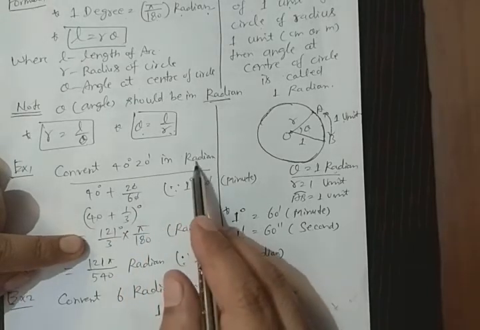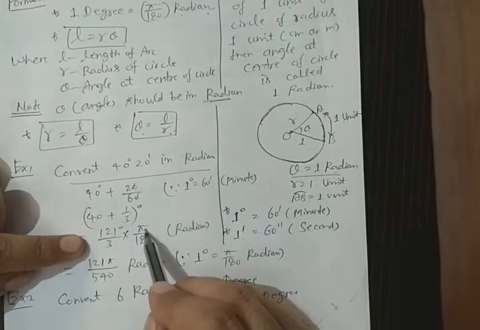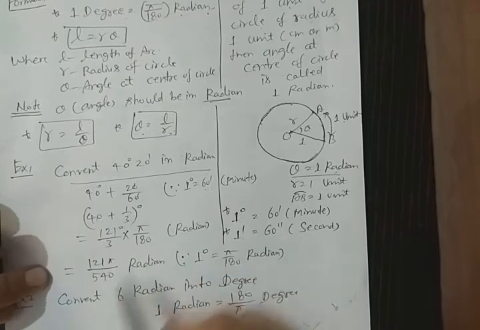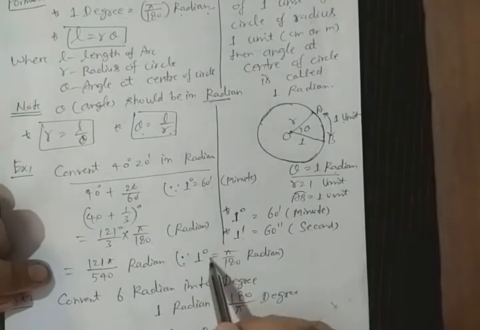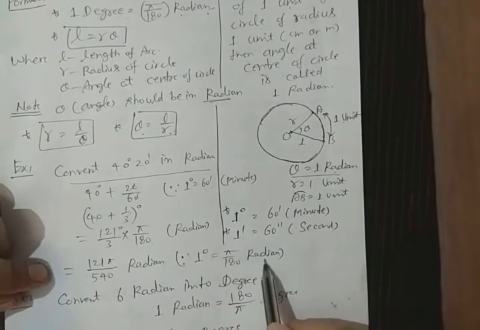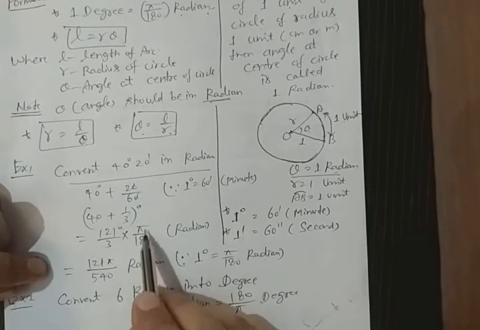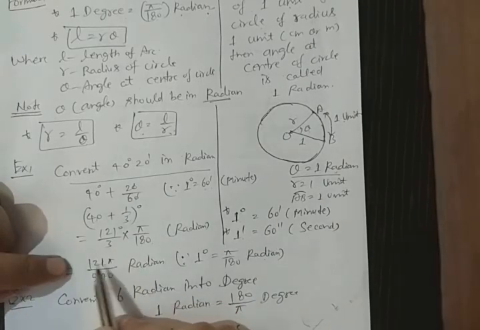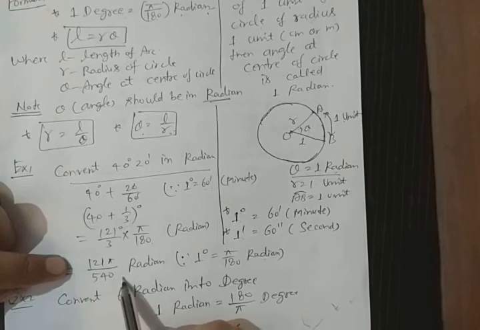To convert it into radians, multiply by pi upon 180, since 1 degree is equal to pi upon 180 radians. So multiply it by pi upon 180. So it becomes 121 pi upon 540 radians.